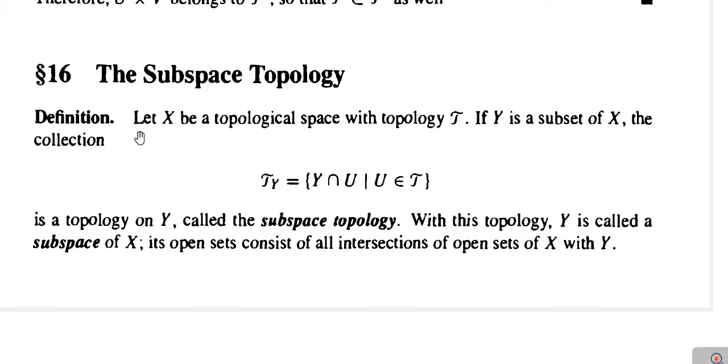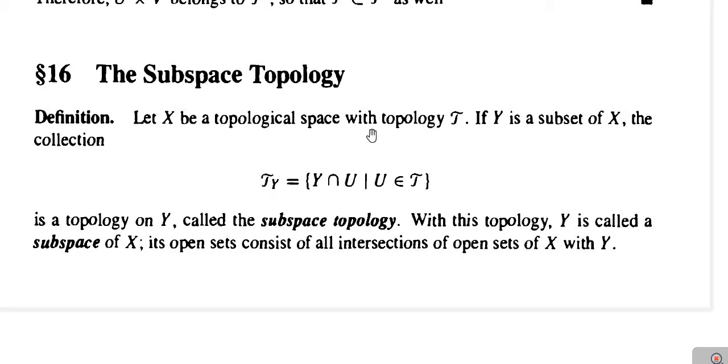Definition of the subspace topology: let X be a topological space with topology tau. If Y is a subset of X, then the collection tau suffix Y, which is equal to Y intersection U, where U belongs to tau, is a topology on Y, and it is called the subspace topology. Hereafter, this notation tau suffix Y we are going to call simply tau Y. So see here how the subspace topology is defined.